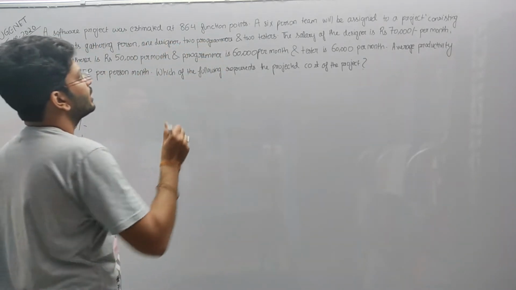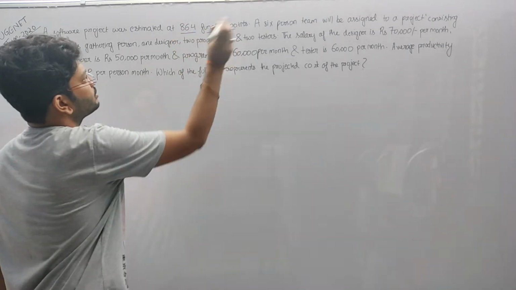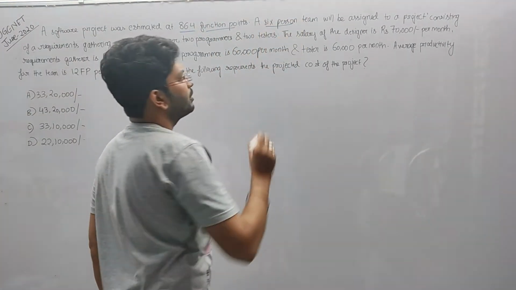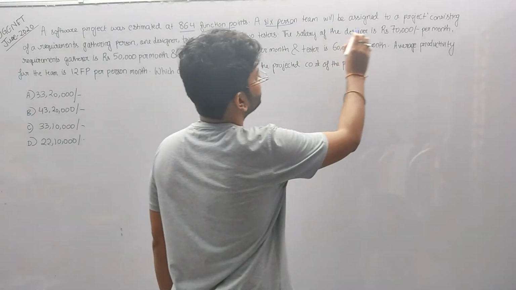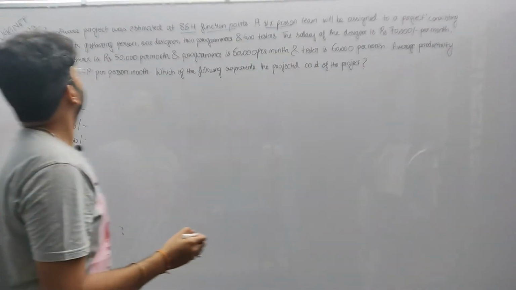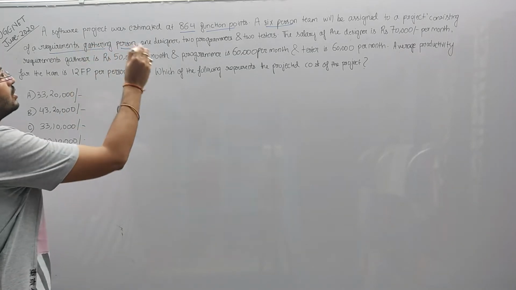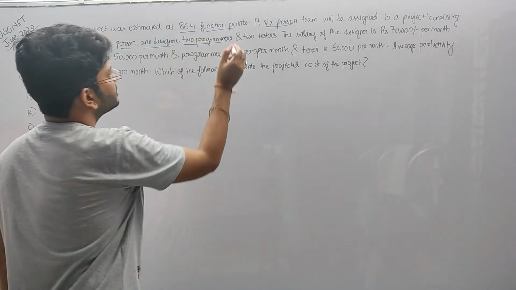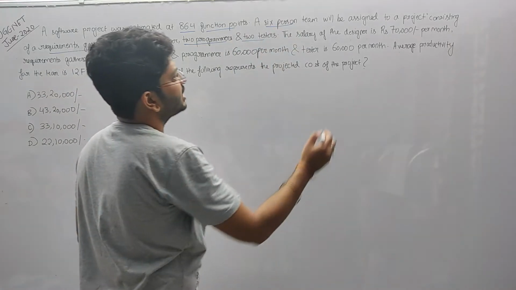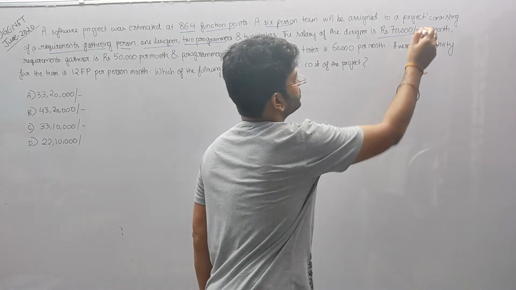Let me mark the important parameters. At 864 function points, a 6-person team will be assigned to the project, consisting of a requirements gatherer. There will be one requirements gatherer, one designer, two programmers and two testers. The salary of the designer is rupees 70,000 per month.